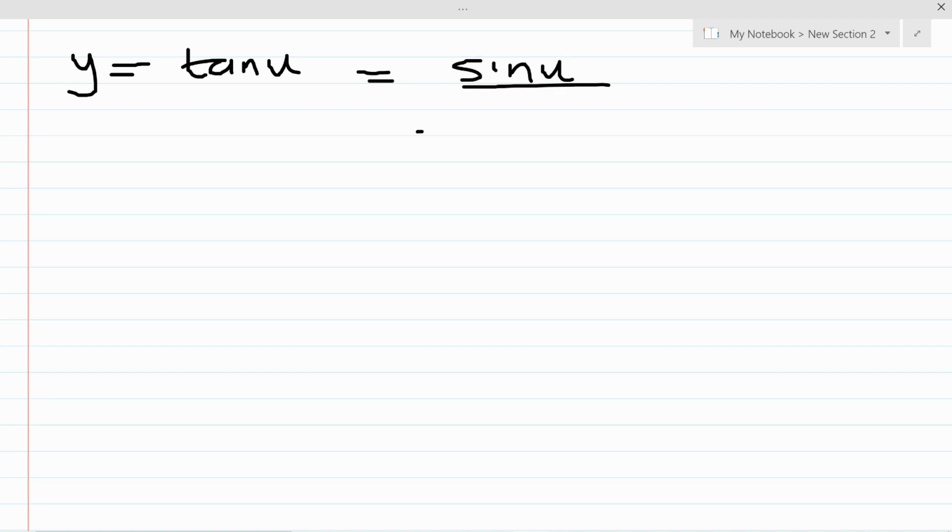Alright, so if I have a function like y equal to tan of u, here you are also assuming that tan is a function of x. Then this is the same as sine of u over cos of u.